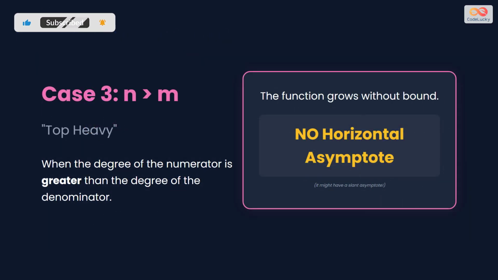Finally, case 3 is top-heavy. This is when the numerator has a higher degree than the denominator. In this situation, the top grows much faster than the bottom.